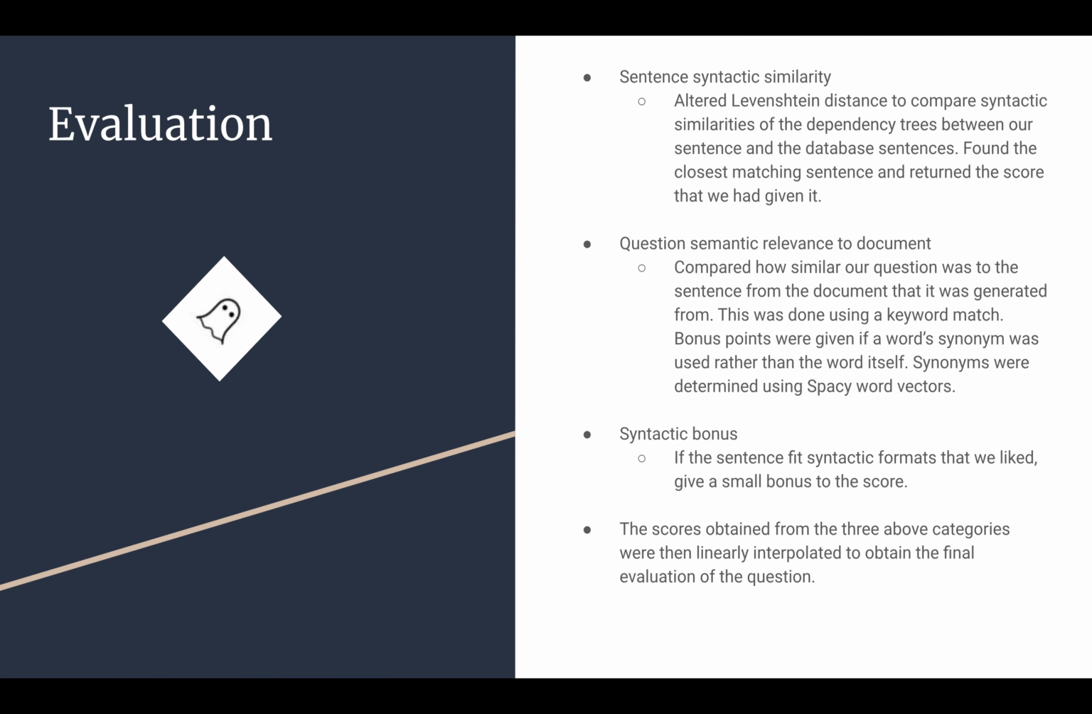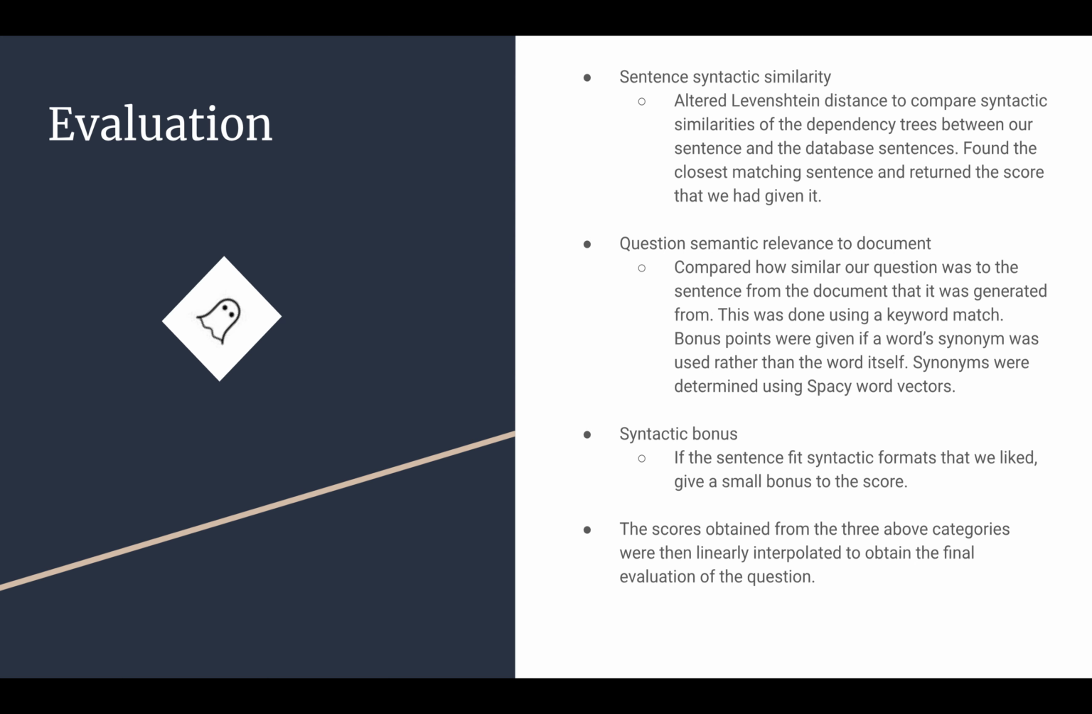We designed this evaluation function in order to improve the performance of the question generation part. In the evaluation function, we evaluated our question using three different methods and then linearly interpolated the results from those methods. First of all, we kept a database of question, score pairs, and performed an altered version of Levenshtein distance based on the dependency parse tree in order to find the closest sentence in our database to our question. We then returned the score of that closest sentence.